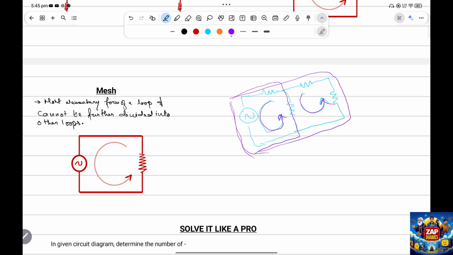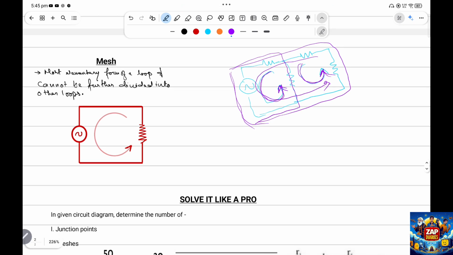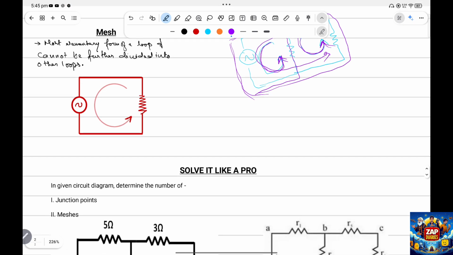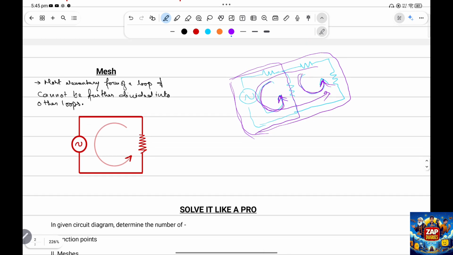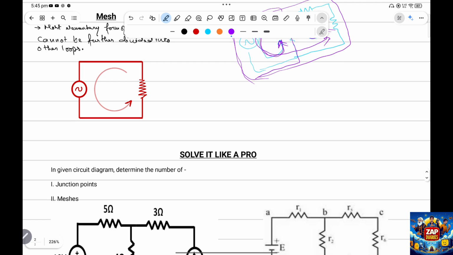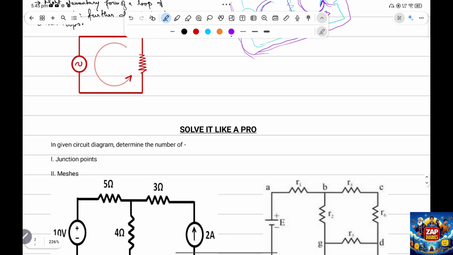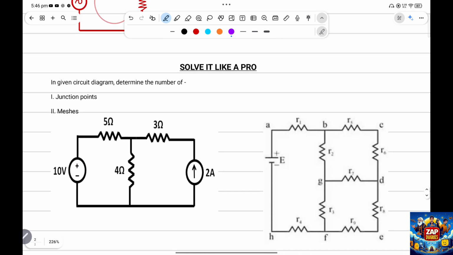And in this circuit, you see, there are three loops. One loop is the basic one, this one. This is loop number 2, and this whole one causes another loop, loop number 3. So loops can be formed anywhere, but a mesh is the very basic form of a loop, which cannot be further divided. Like we have divided this whole loop into two smaller loops. Right. So let's solve some examples.